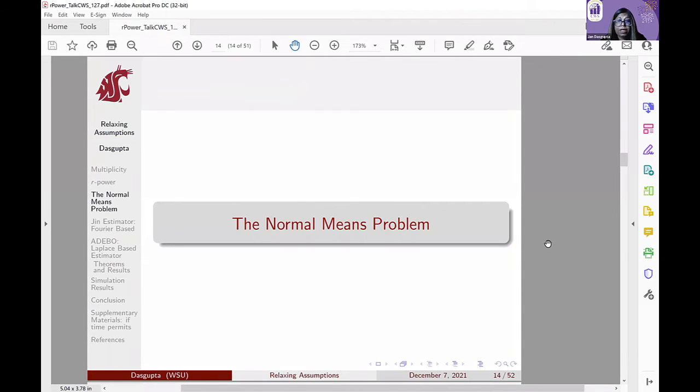Again, as I said, the only piece that was sort of a thorn on our side was that we really didn't have a good handle on the estimation of M naught, or how many null hypotheses we have.